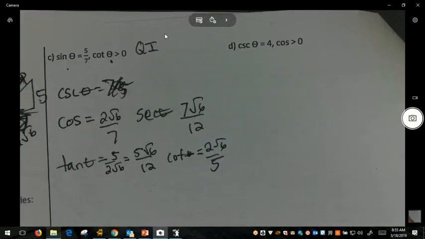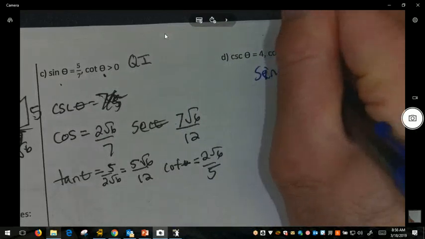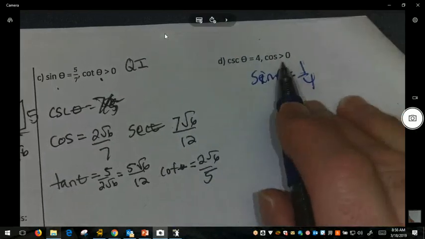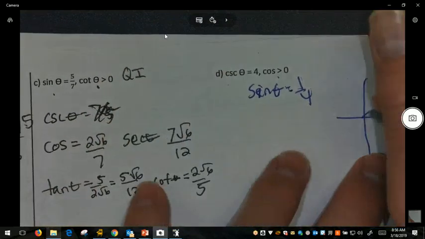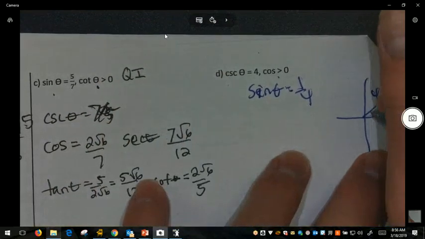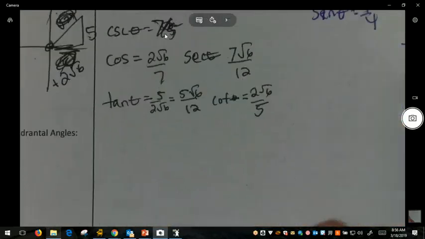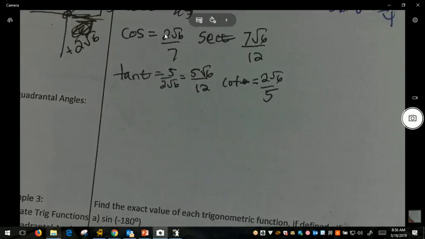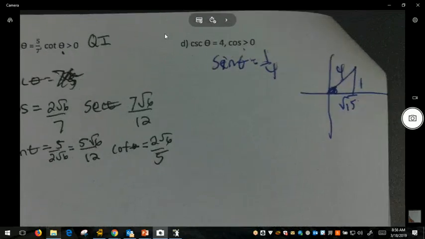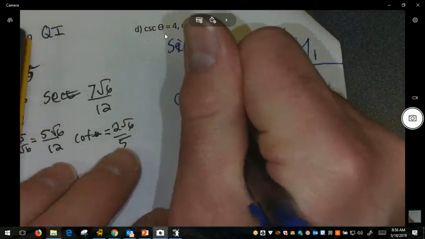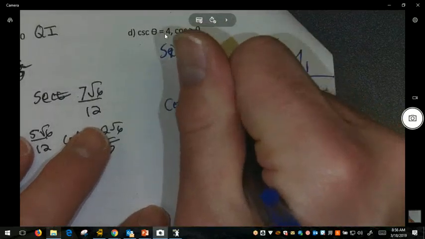For letter D, they've given us cosecant, so I will immediately find the reciprocal to find the value of sine. Sine, therefore, is 1/4. Cosine is positive and sine is positive, so again, I must be in quadrant 1. Since sine is 1/4, there's the 1, there's the 4 for the hypotenuse. 16 minus 1 is 15, which cannot be broken down, so we leave it as square root of 15. This means that the cosine of theta, which we know is positive, is square root of 15 over 4.